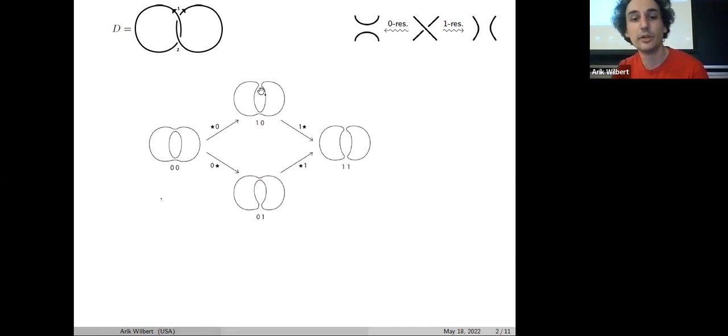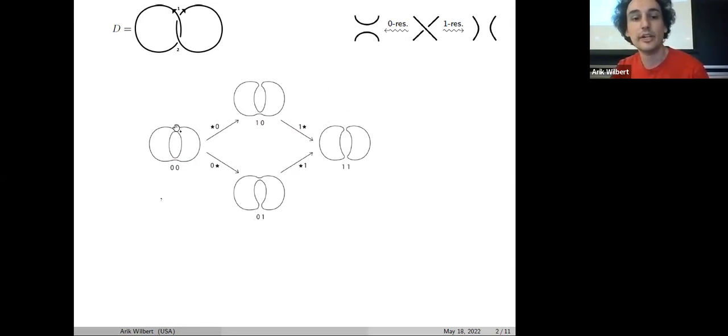And something similar actually happened here. So for example, in this picture, I did a 1 resolution at the crossing labeled by 1, a 0 resolution at the crossing labeled by 2. Here, there's a 0 resolution for the crossing labeled by 1, a 1 resolution for the crossing labeled by 2. And then here I have 1 resolutions for all the crossings.